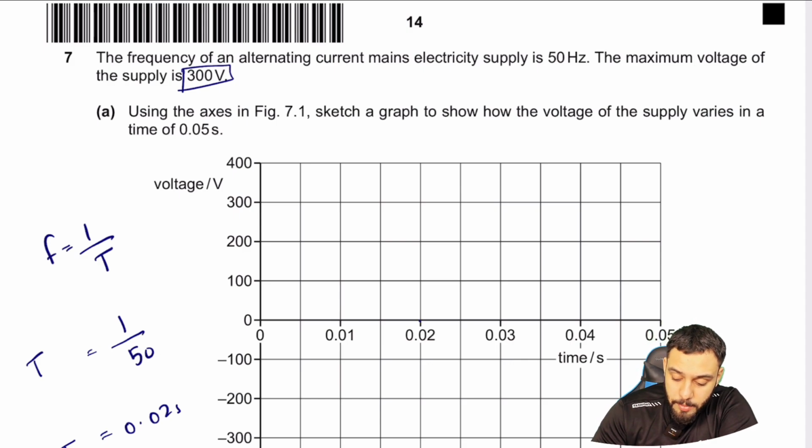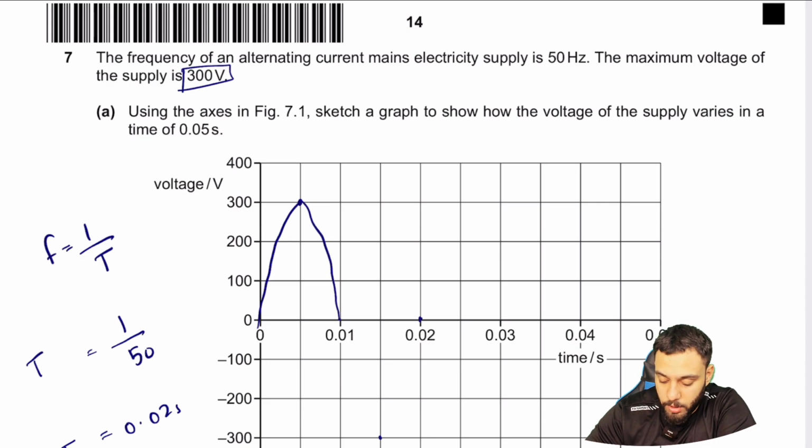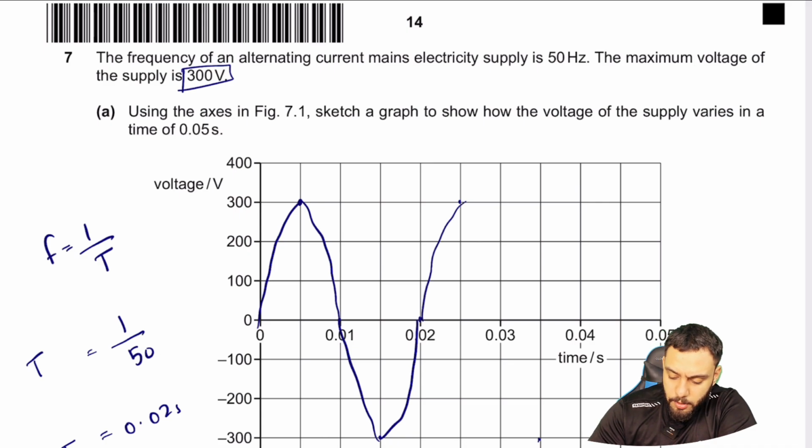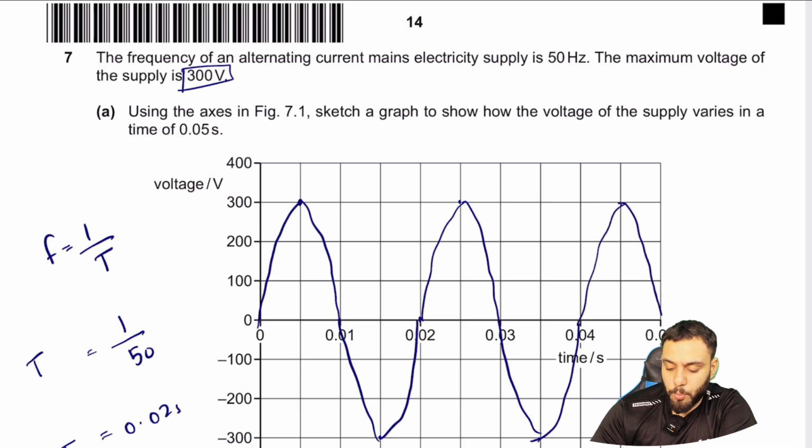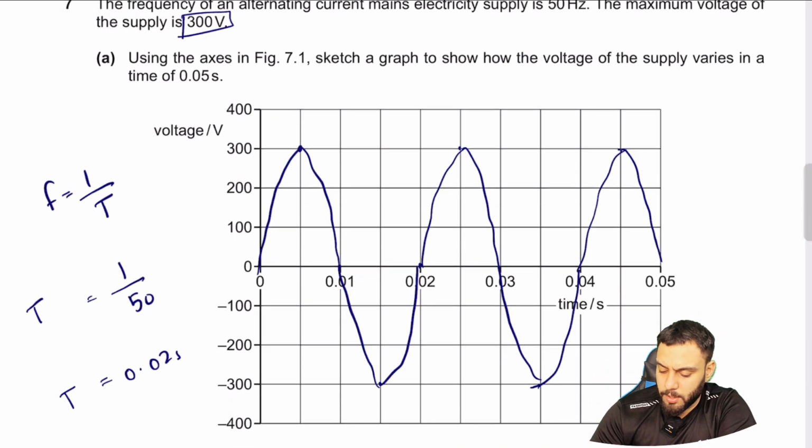So if I need to complete my wave at 0.02, there's going to be a maximum and a minimum, and that's it. Half a wave would be formed in 0.01 and the complete wave in 0.02. The waves continue, so it's an alternating current. I think 2.5 waves form, and that's 3 marks. You should draw it a little more neatly, I'm very bad at it.